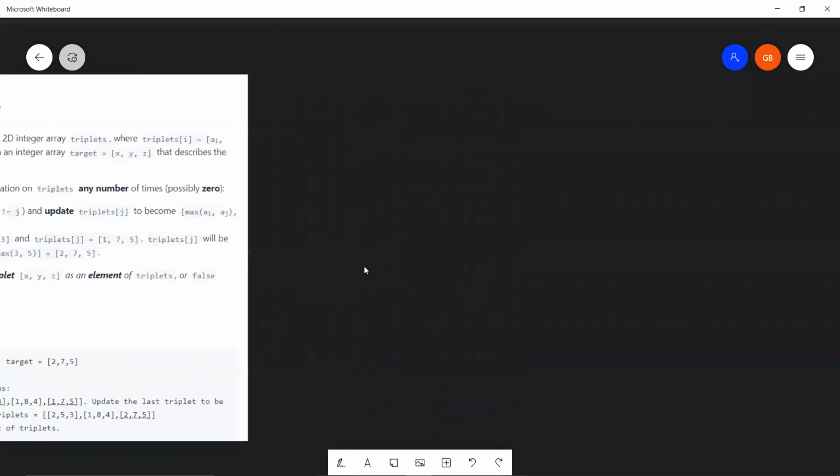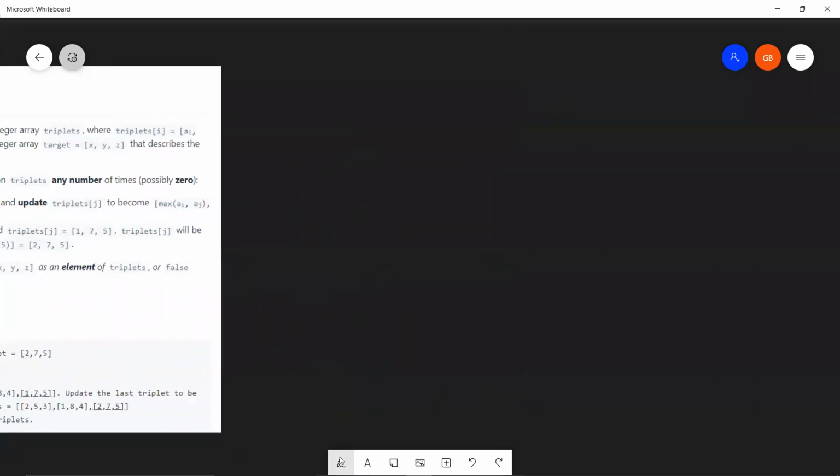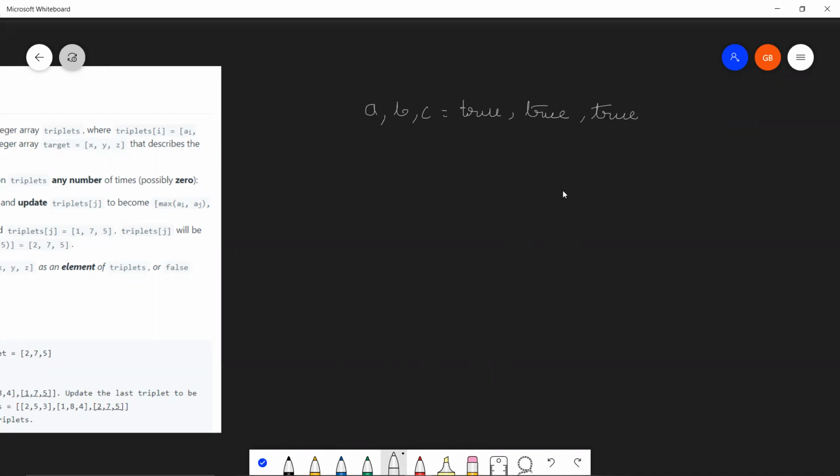So let me shift myself over here a little. I think this much space is enough. Perfect. So pseudocode, yeah. Let me take 3 variables A, B, C, and all of them represent true. These are the values that I need with my target.